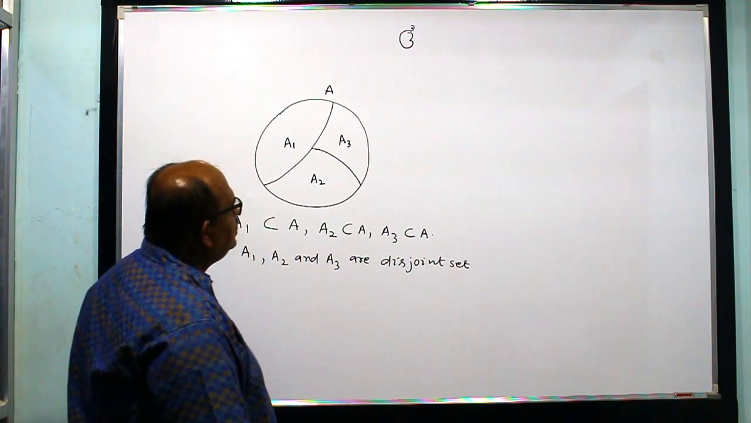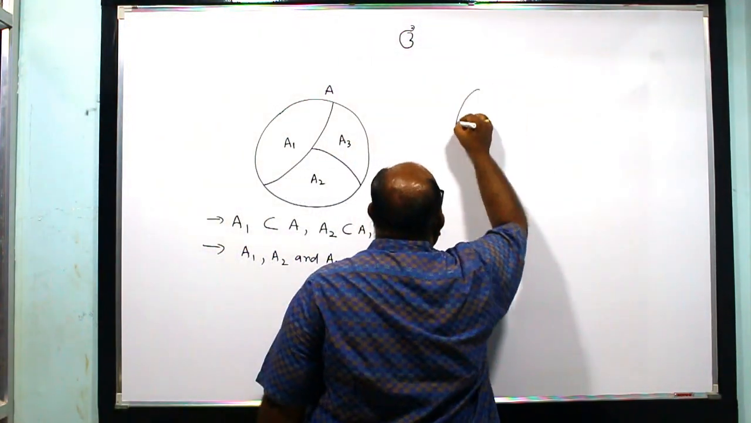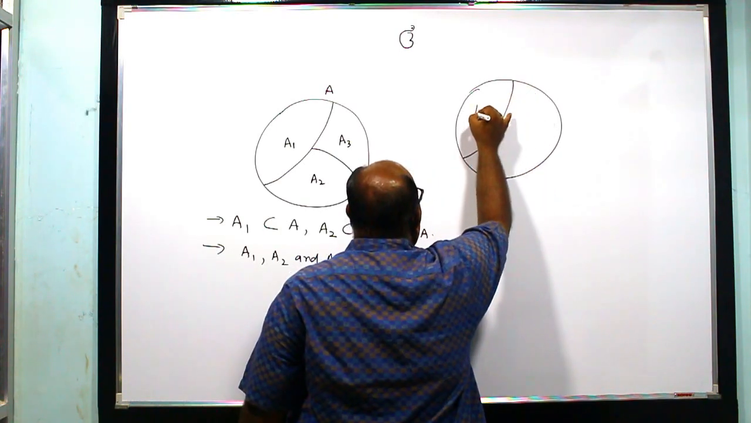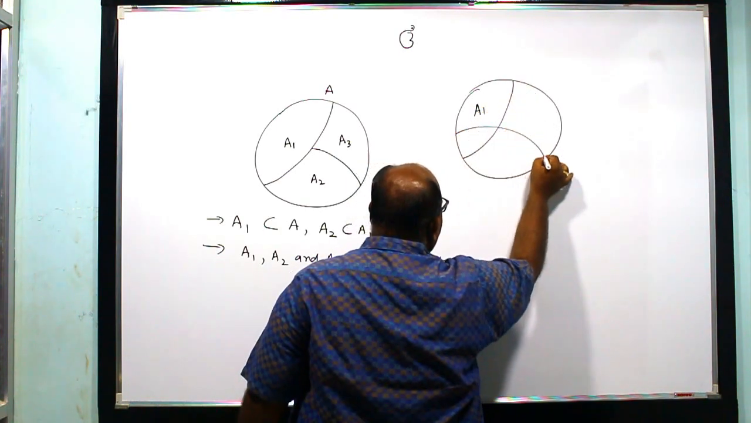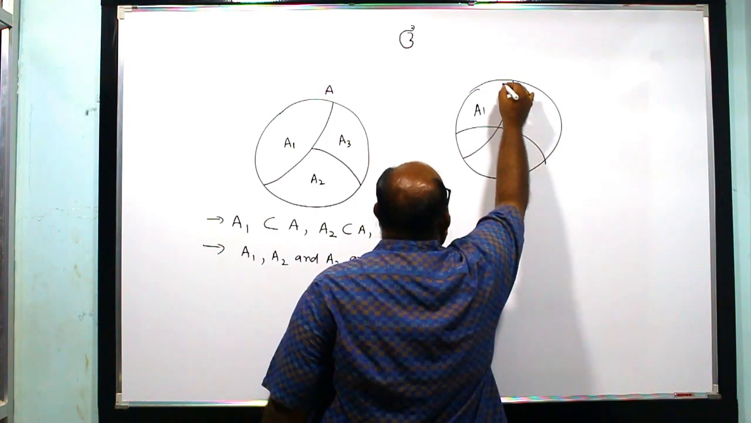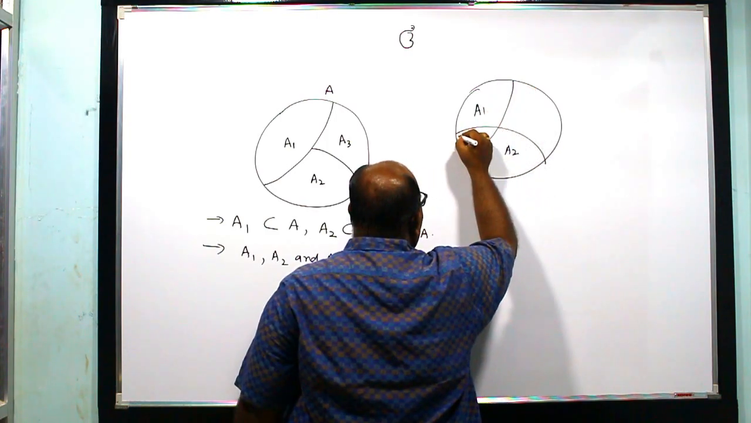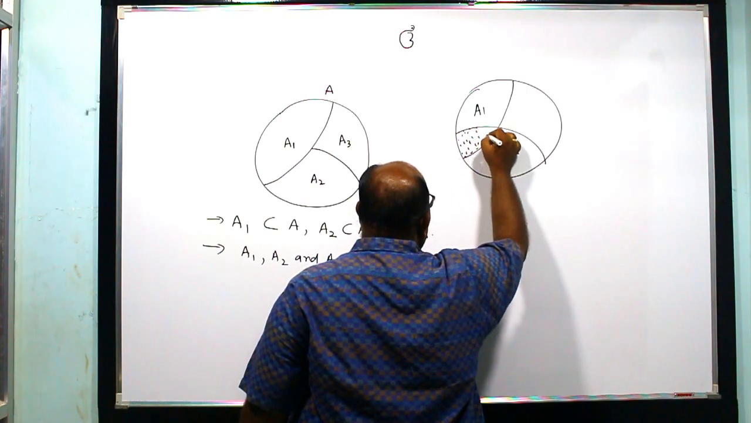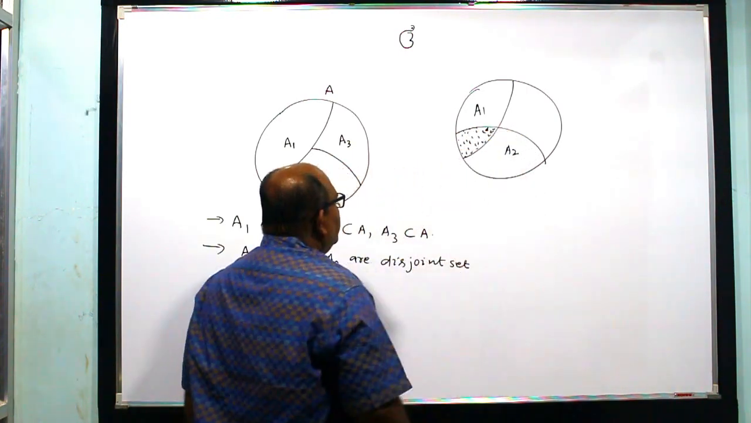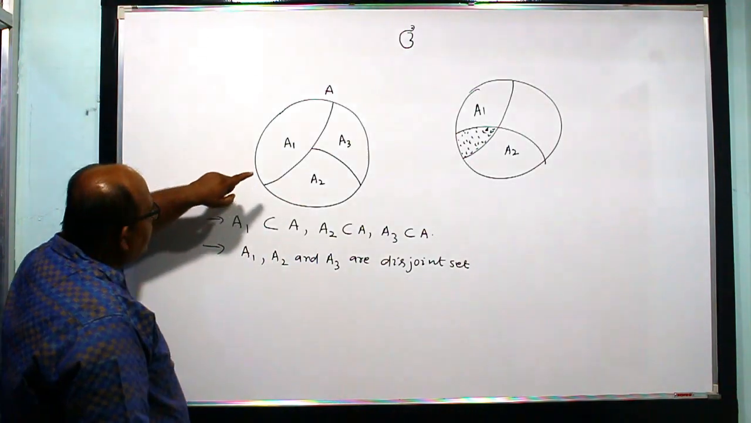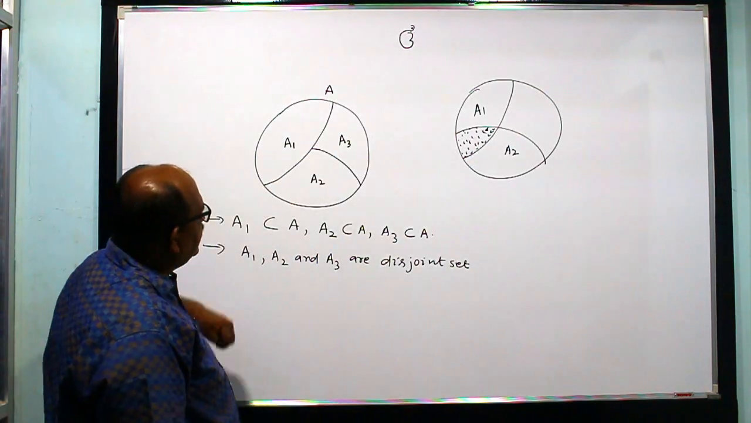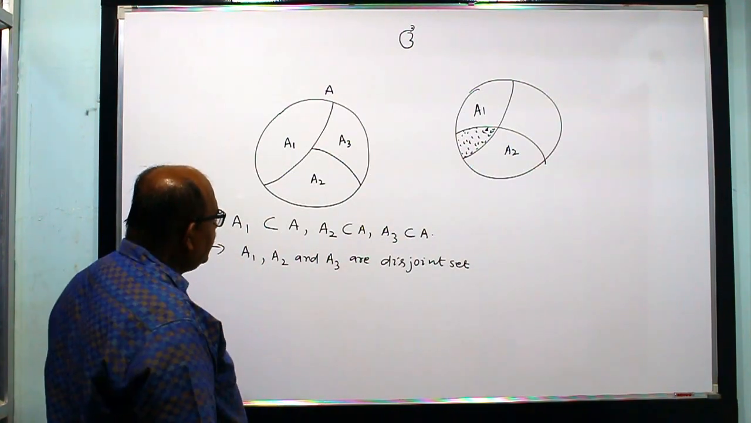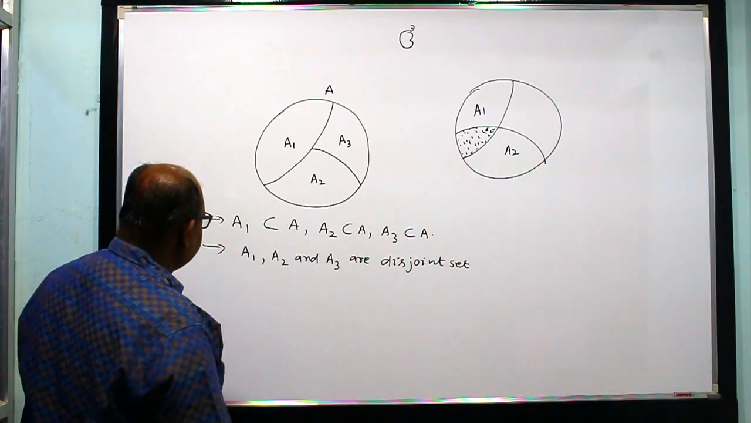Because in a common case, how does the Venn diagram look? In such a case, if this part is A1 and this part is A2, then in A1 and A2 these elements are coming common. But here look, not a single element is common in between A1, A2 and A3. So we clearly say A1, A2, A3 are disjoint sets.